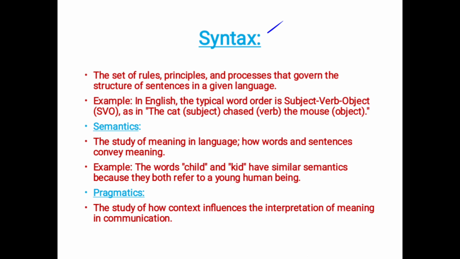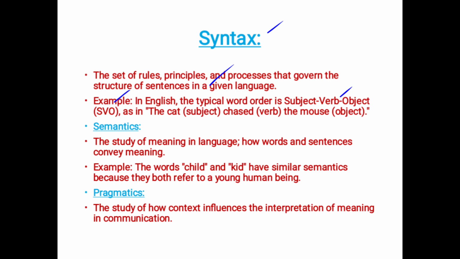First we have to put the subject, then the first form of the verb, or second form or third form you can put, then the object. So what is it? We can also call it subject-verb agreement. So it's all about rules, principles. In syntax, we discuss the rules, principles, and processes that go into the structure of a sentence in a given language. For example, in English, the typical word order is subject, verb, object.